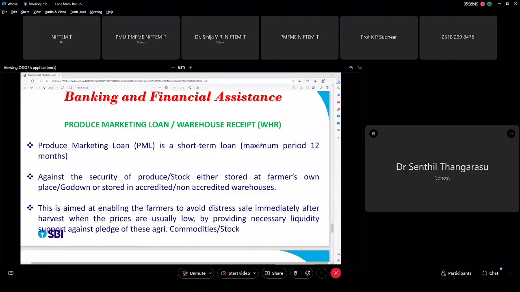Even for these loans, there is no need for 2 years of operations. Those who have just started, suppose an FPO started within a period of 6 months, can avail these loans.